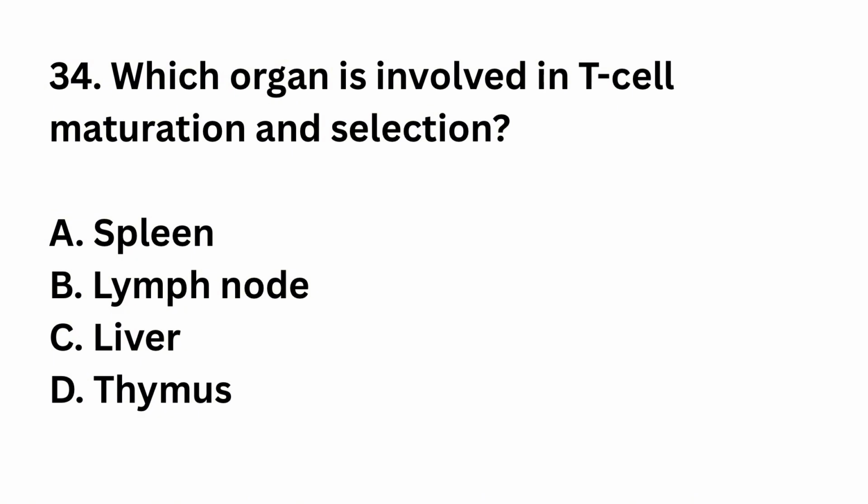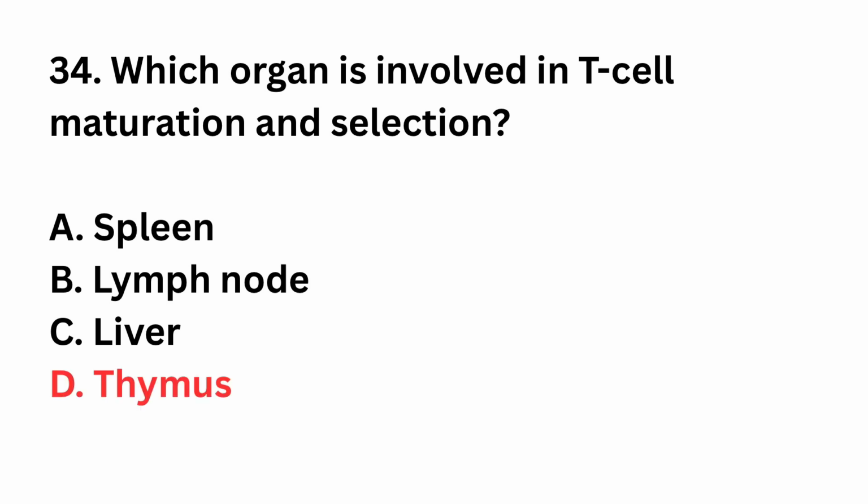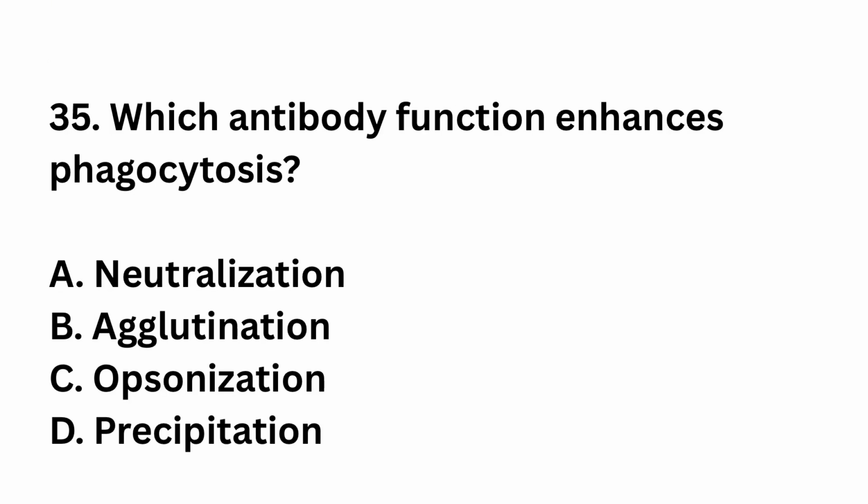Question number 34. Which organ is involved in T-cell maturation and selection? Spleen, lymph node, liver, thymus. The right answer is option D, thymus. T-cells learn to distinguish self from non-self. Only functional cells survive.